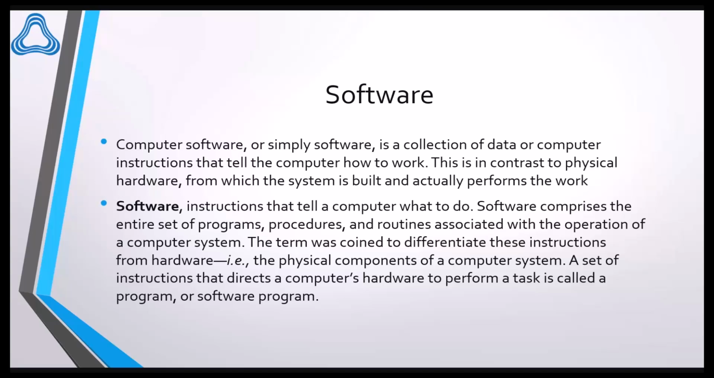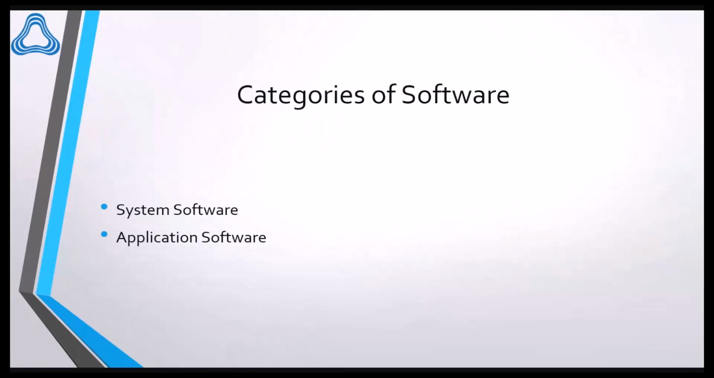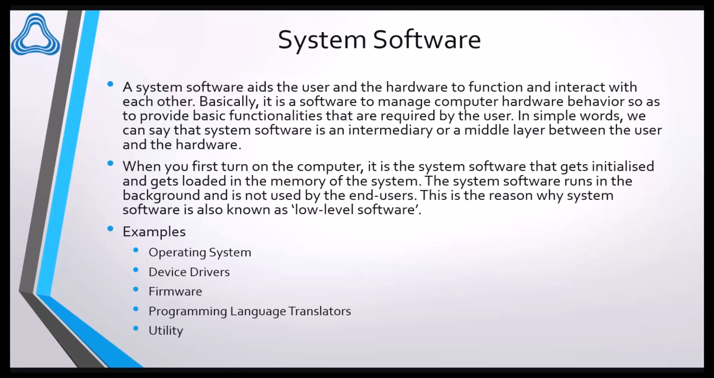Now, software is divided into two broad categories. That is, we have the system software and we have the application software. Let's start by looking at system software. Now, system software aids the user and the hardware to function and interact with each other. Basically, it is software to manage the computer hardware behavior so as to provide basic functionalities that are required by the user. In simple words, we can say that the system software is an intermediary or a middle layer between the user and the hardware.